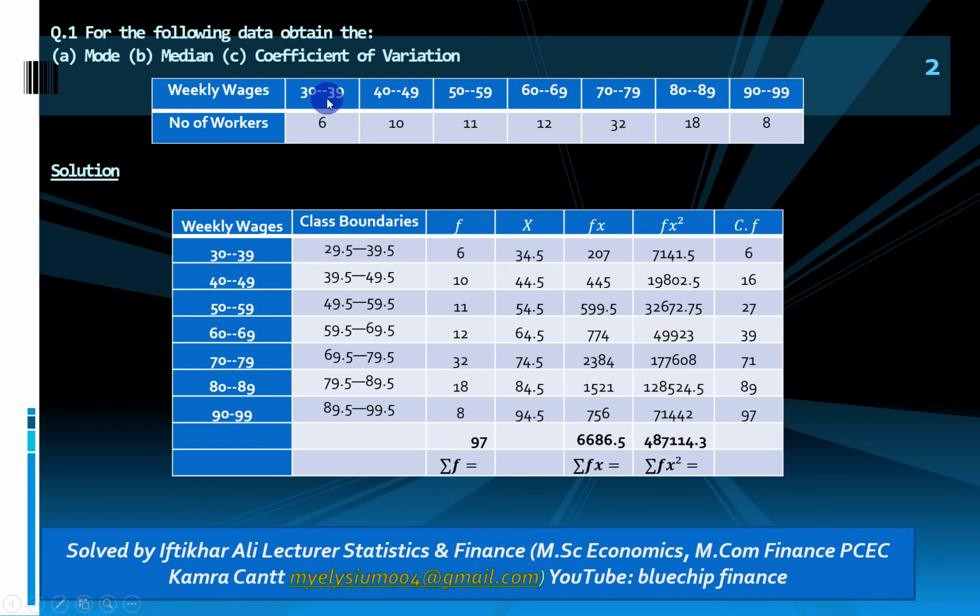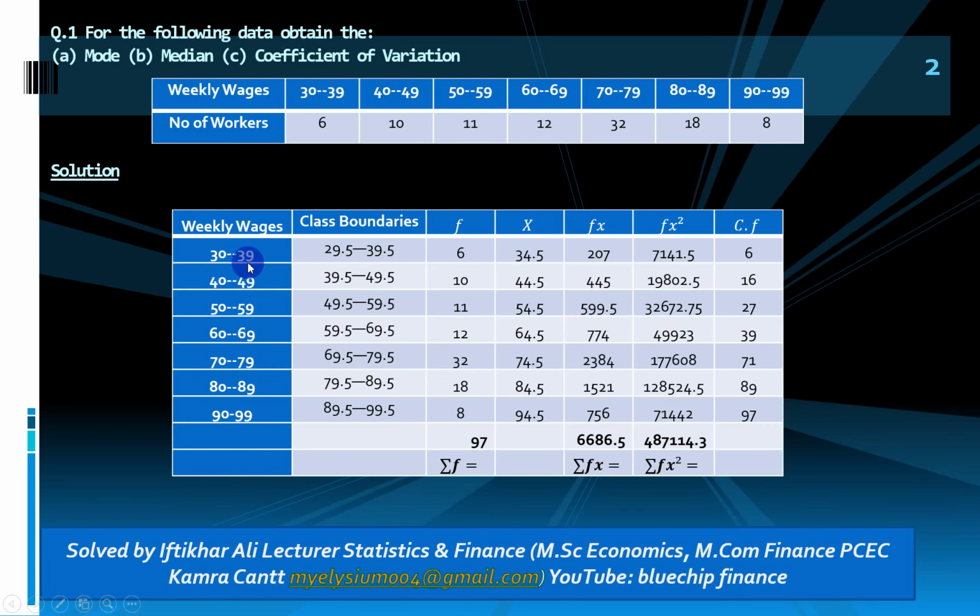Once again, just like the question which appeared in the previous paper, this is about grouped data. So three important things which are necessary to calculate before further proceeding are the class boundaries, class mark and cumulative frequencies.